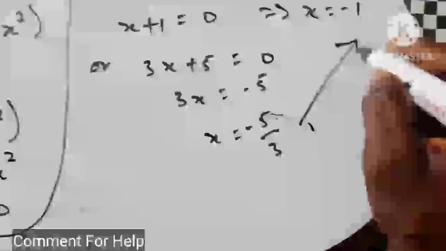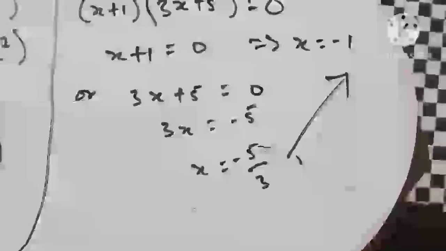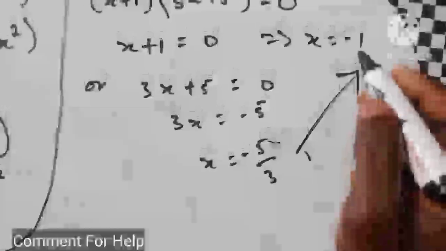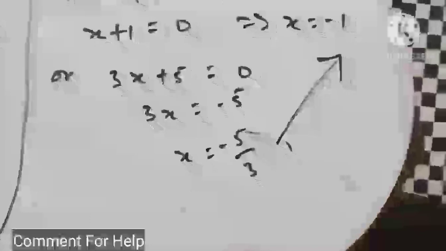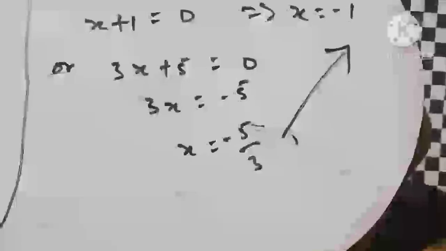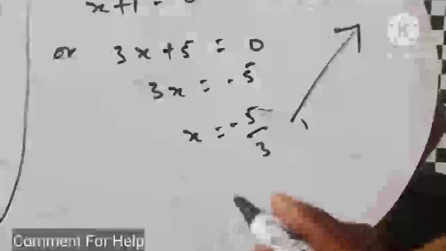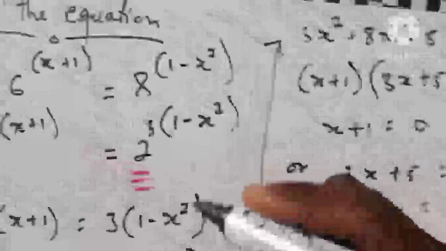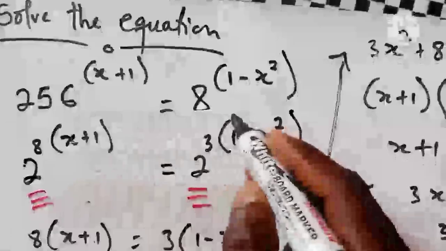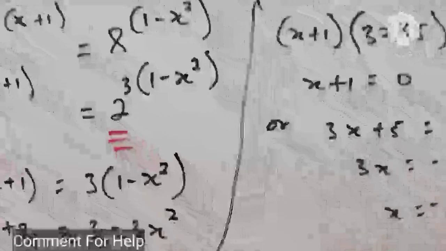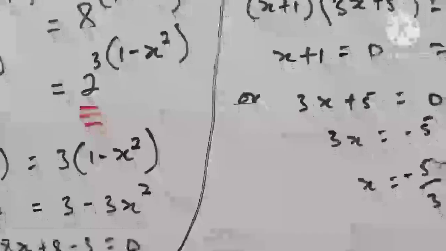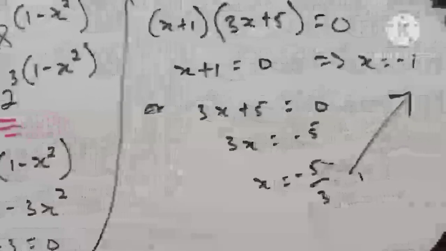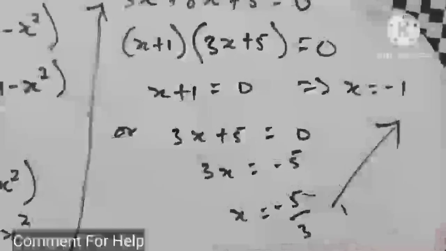So these are the two values that we are having. So we have a negative 1 and negative 5 on 3. So our answers are these two values, right? So these two values are the answers to this equation here. Is that okay? So that is very simple. Let's look at the next question and see how best we can absorb another trick in solving.